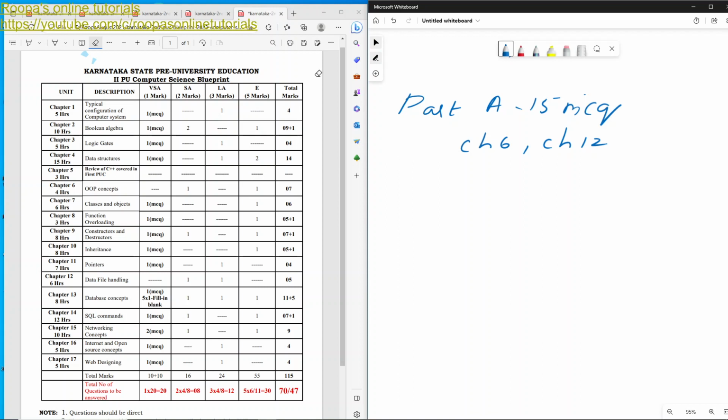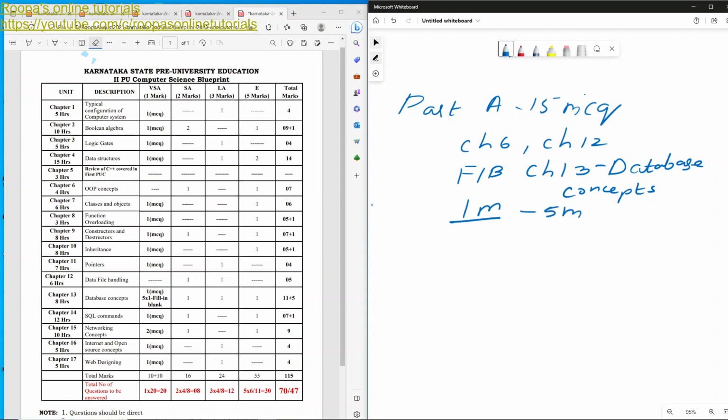And you again observe the fill in the blanks in part A. That comes from chapter 13 alone, that is database concepts. So 5 marks you can get from here. My suggestion is that you learn the 1 mark questions of database concepts, so you can score the 5 marks here.